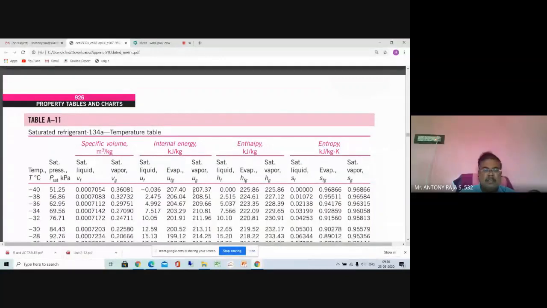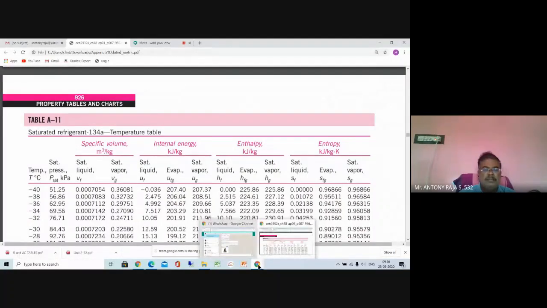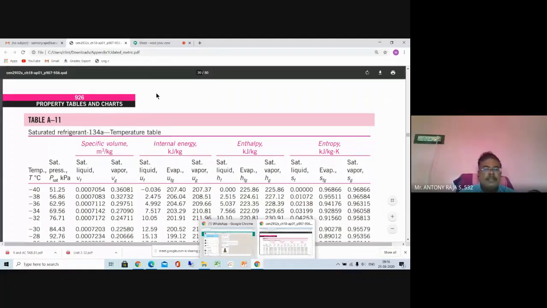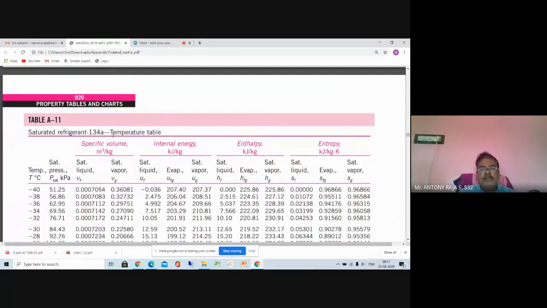Okay, all of you listen. This is similar to the steam table and steam chart. The only thing is the fluid is different. In that case, we know that steam is the working fluid, but here the refrigerant is the working fluid. A sample example is given, the chart is given, the table is given.